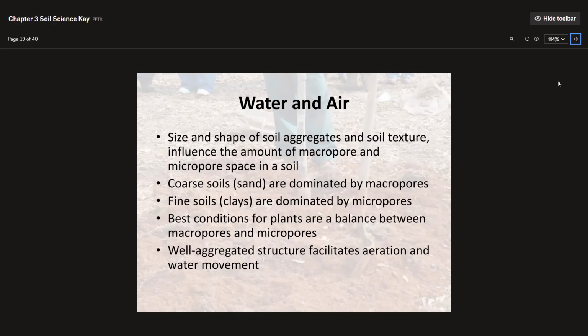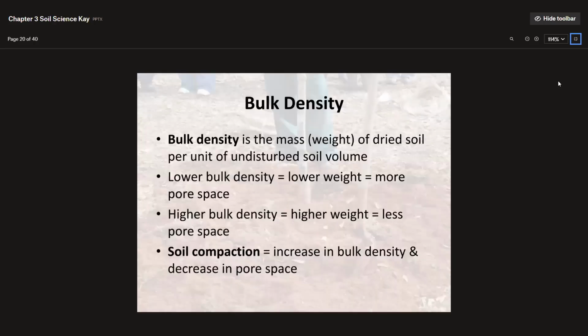So you can't just have clay and you can't just have sand, because you're not going to be able to hold water with just the sand. And with the clay, all you're going to have is water, especially if it's compacted. So you need that mixture for water and air to work together.